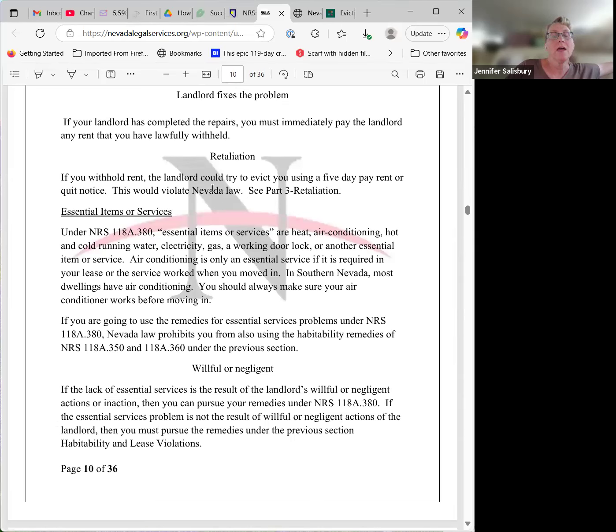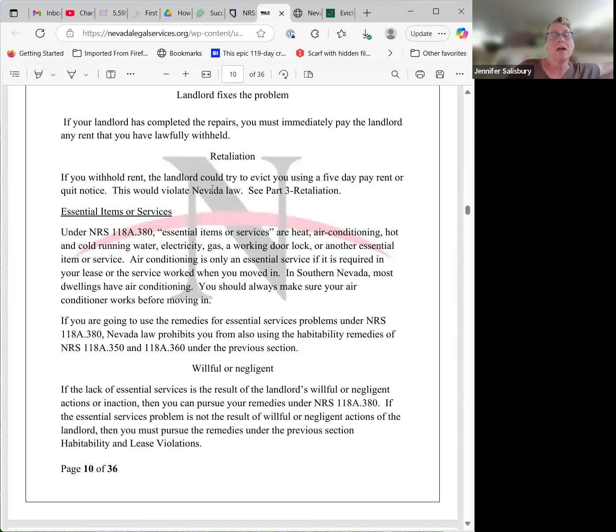In Southern Nevada, most dwellings have air conditioning, and you should always make sure the air conditioner works before moving in. This is important, landlords. Make sure it's working. Willful or negligent, written notice, 48 hours to fix. What if the landlord doesn't fix the problem? What if the landlord tries to evict me?